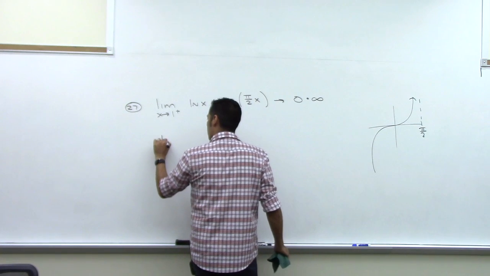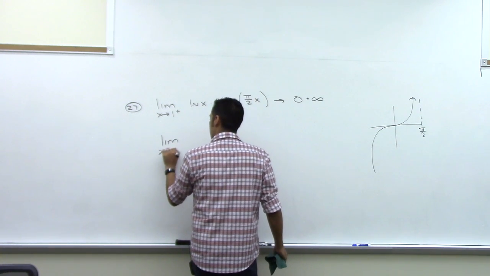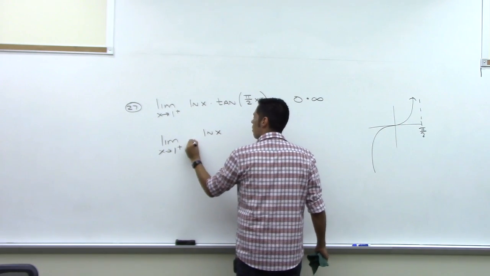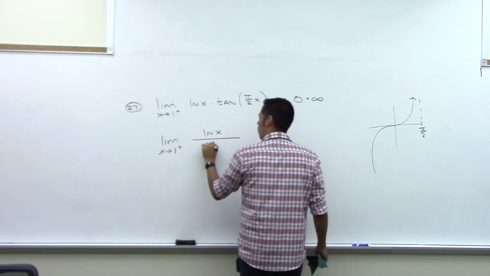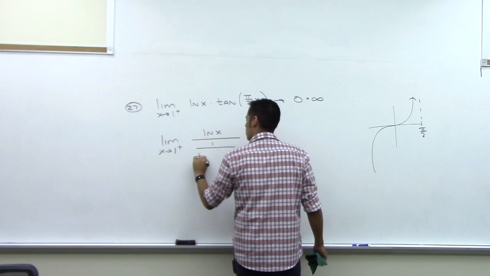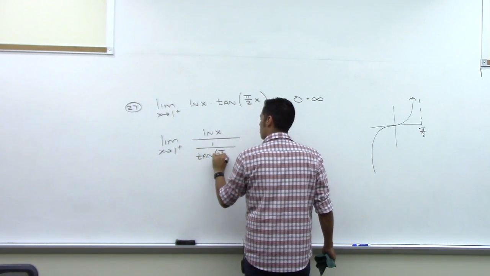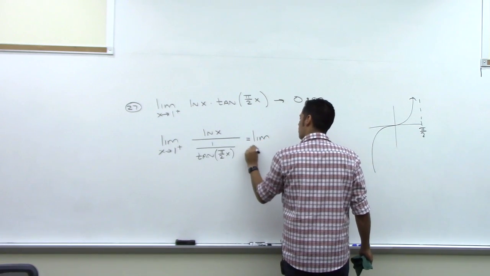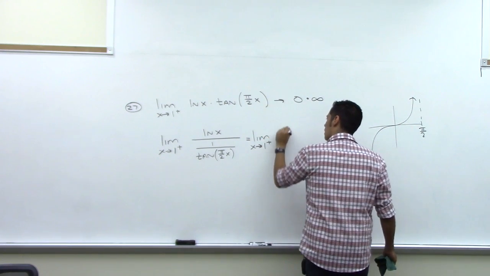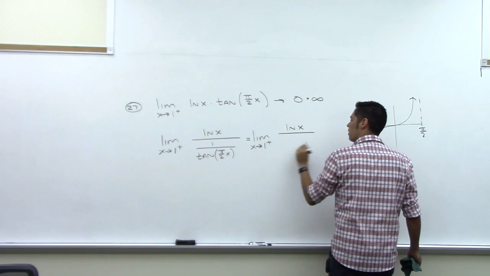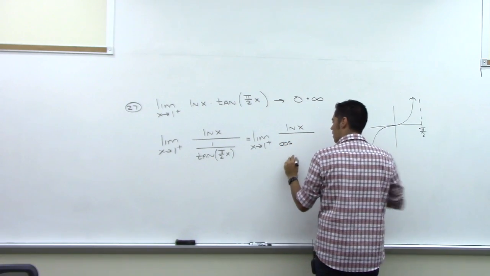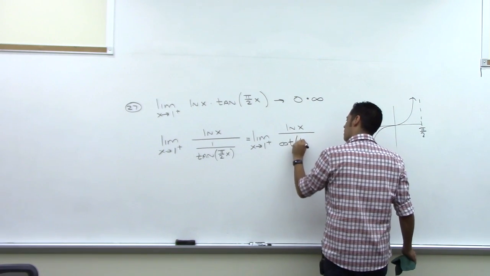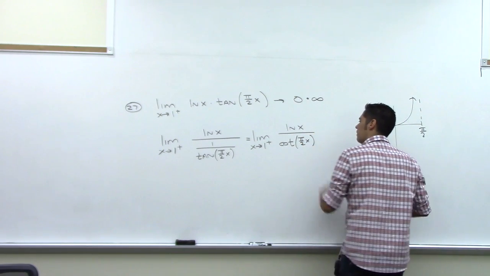I'm going to leave the natural log upstairs. Not doing any L'Hopital. I'm just rewriting. Natural log x over 1 over tangent of pi over 2 x, which is the same as the limit as x approaches 1 from the right of natural log x over cotangent, not cosine, I wish, cotangent of pi over 2 x.